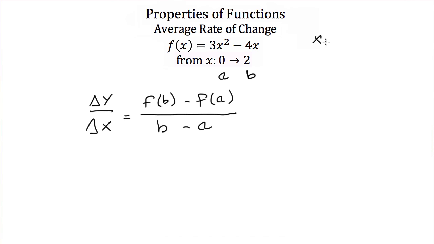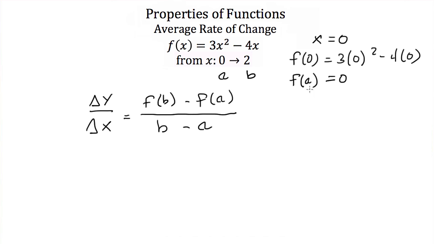So if x is equal to 0, then my function value is equal to 3 times 0 squared minus 4 times 0. I'm just plugging in 0 for x, and this is equal to 0. Which means if I plugged in 0 for x and a was 0, the function value at a is equal to 0.